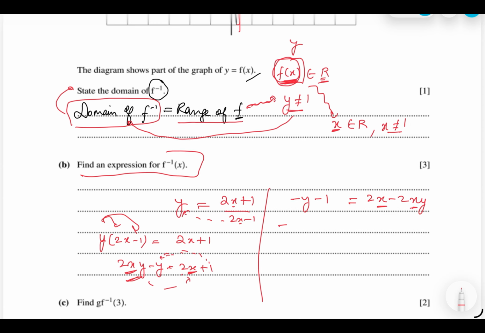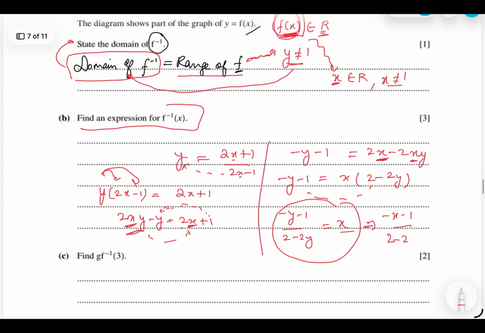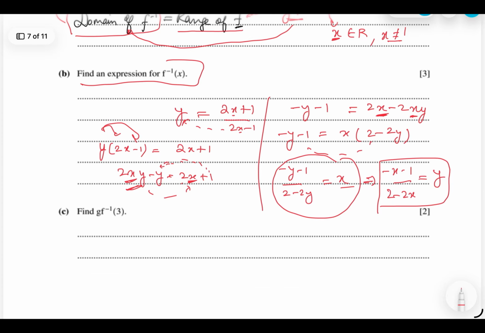I can take x common from here, so that I can make it the subject. So it would be 2 minus 2y. Put it in division and you will get your answer as (minus y minus 1) upon (2 minus 2y) equals x. This is your inverse. So we will write it like this: (minus x minus 1) upon (2 minus 2x) equals y, or f inverse of x. You can write it like this. Okay? This is your inverse. Very good, learners. You got this one also correct. Let us move on to the next question now.